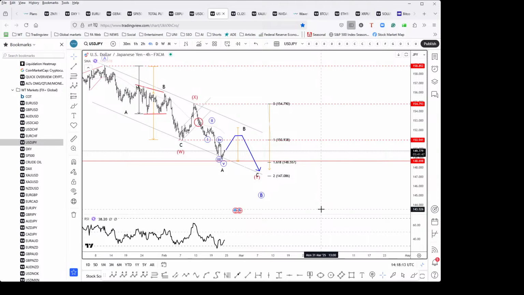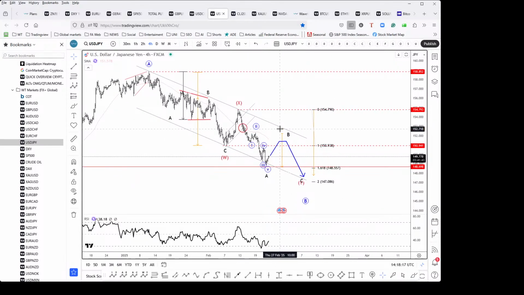Resistance in such case around 150, 151, even more important, and then you have this channel resistance. Only break above this upper trend line of this downward channel would likely suggest that wave B is coming to an end, and obviously now that's not the case here.